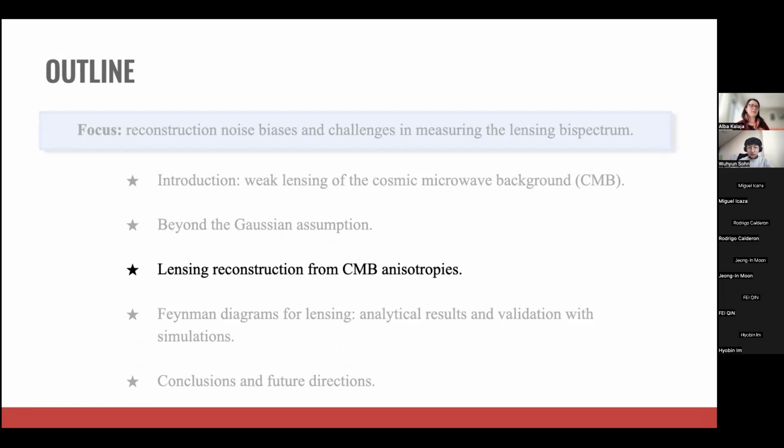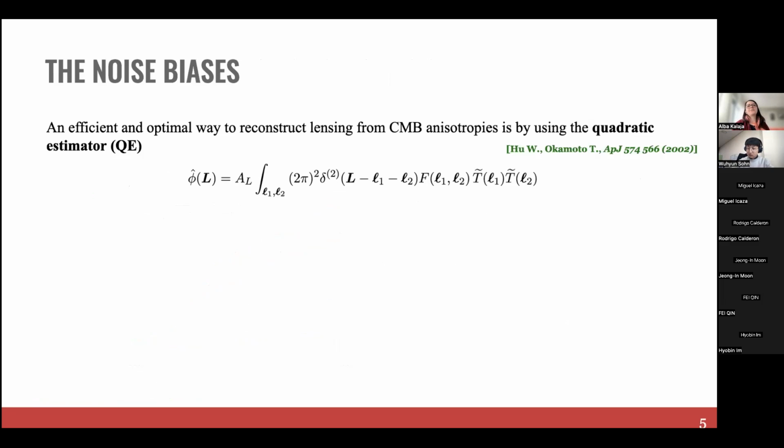But reconstructing lensing from CMB anisotropies is easier said than done. It has some challenges, and this was the focus of our work. Let me just give you a brief overview of how we reconstruct the lensing potential from the CMB anisotropies.